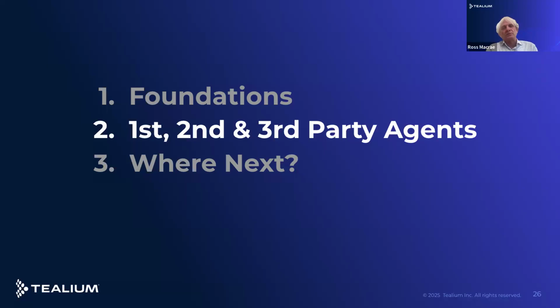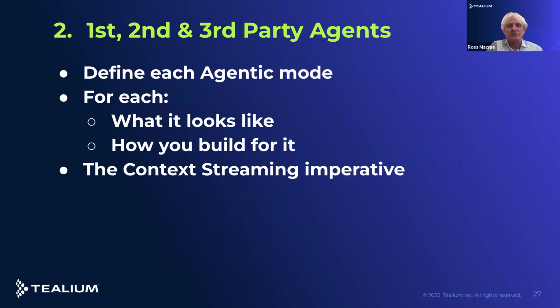Now, in part one, we set the foundations by looking at the importance and prevalence of agentic AI, the disconnect with your brand that can result, and how to adapt to it. And then we looked at 7 key digital capabilities needed for turn-by-turn context streaming. Here in part two, we're going to look at first, second, and third-party agents. We'll define each agentic mode, and then for each, we're going to show you what it looks like, how you build for it as well.